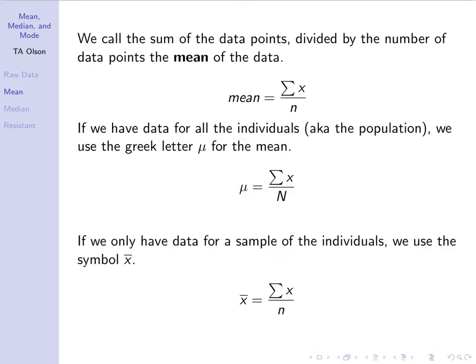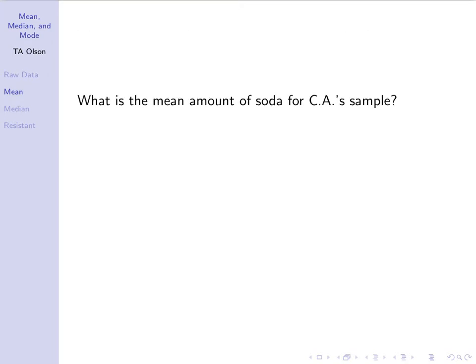If we only have data for a sample, which in this case we do, we only took 12 of the data points, so we're going to use x bar as our mean. So x bar in our case is going to be our sample mean for our 12 data points. Okay, so take a minute, go back to our data set, add up the data and divide by the number of data points to calculate Chifaru's sample mean.